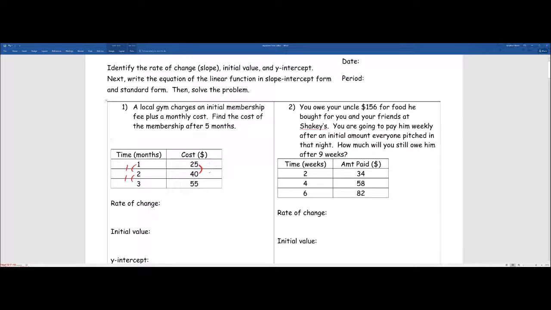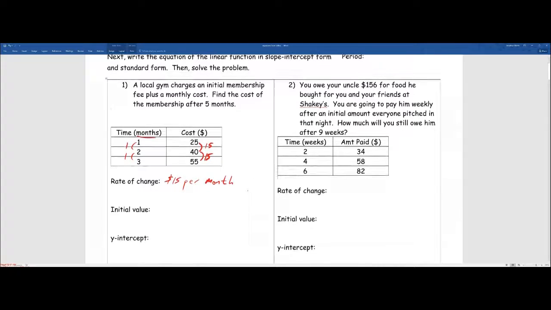So what changed? We were at 25 bucks, and then after 1 month, we went up by how much? 15? Yeah, $15. Did we go up 15 here? Yes, we did. So rate of change in context is $15 per what? Per month, right? Awesome.